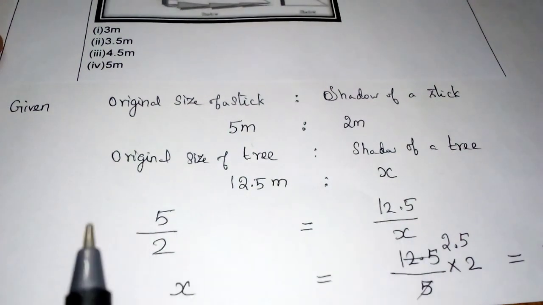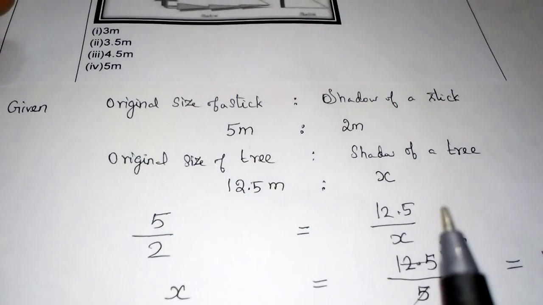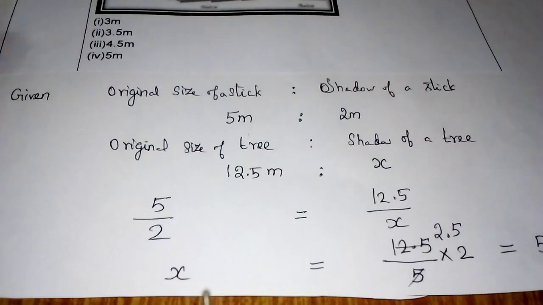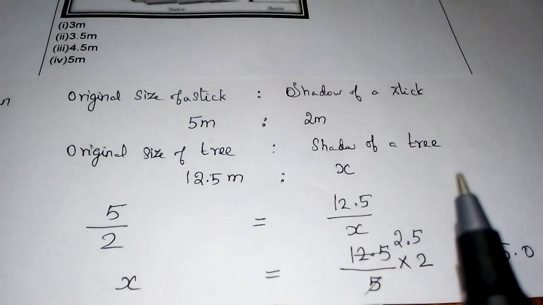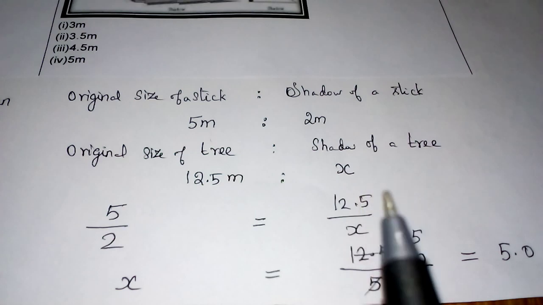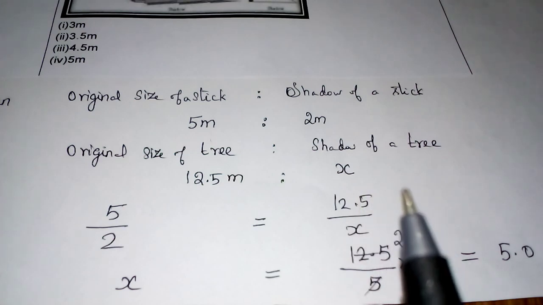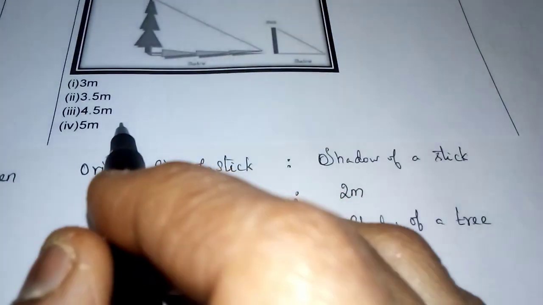Take x to the left side, and 5 to the right side with 2 in the numerator. If we simplify, 1 5s are 5, 2.5 5s are 12.5, then 2.5 into 2 is 5. So the shadow of a tree of original size 12.5 meter is 5 meter in length. This is the answer. 5 meter is given in option 4, so option 4 is the correct option.